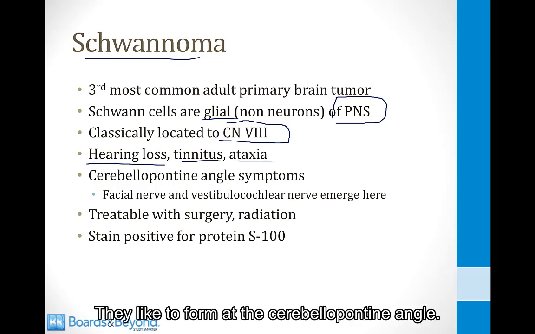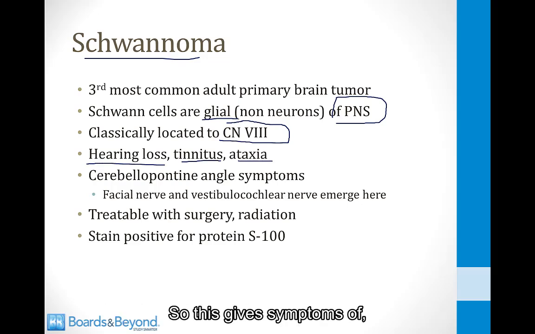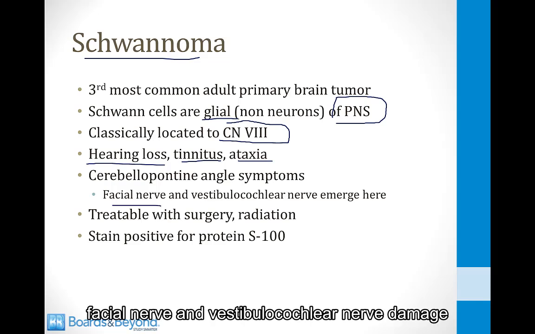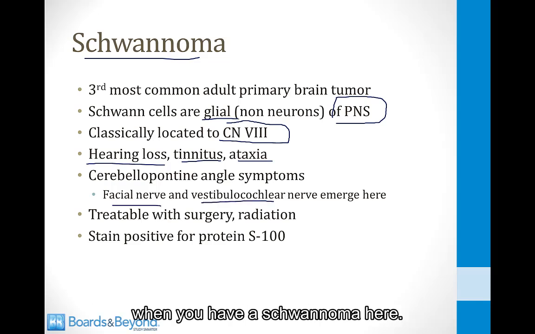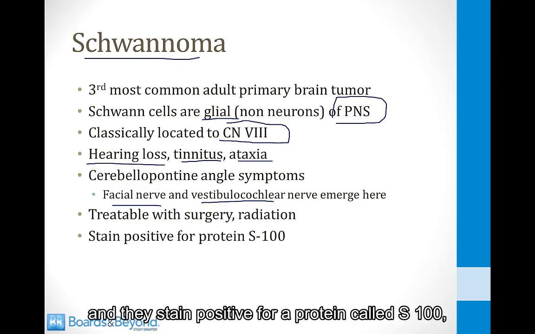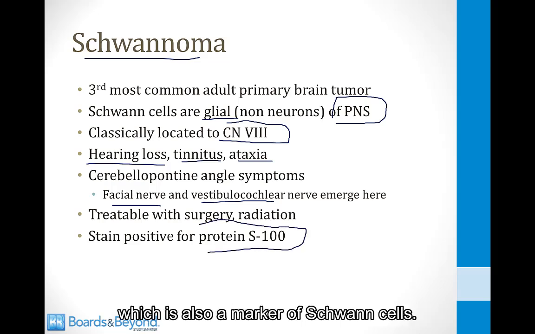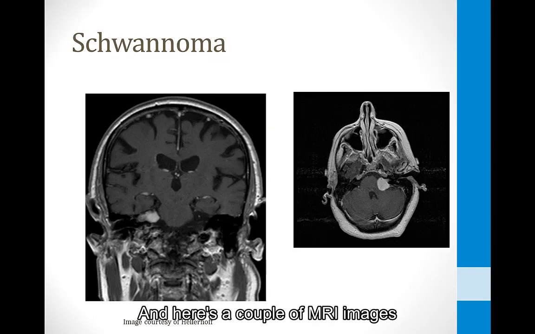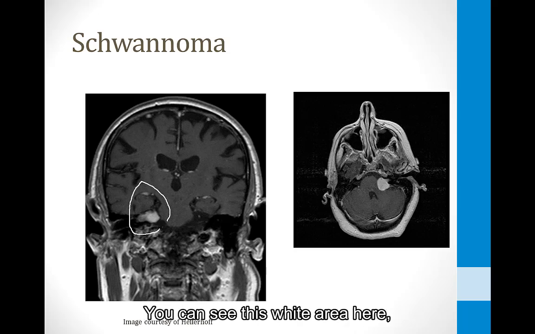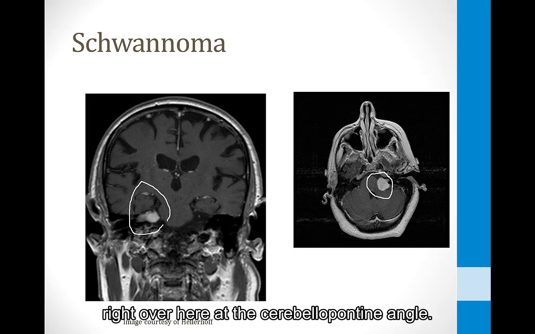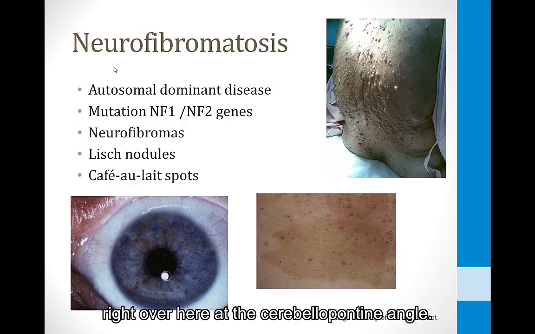They like to form at the cerebellopontine angle, so this gives symptoms of facial nerve and vestibulocochlear nerve damage when you have a schwannoma here. They're treatable with surgery and radiation, and they stain positive for a protein called S100, which is also a marker of Schwann cells. And here's a couple MRI images of people with schwannomas. This person has one right over here. You can see this white area here, and this person has a tumor right over here at the cerebellopontine angle.